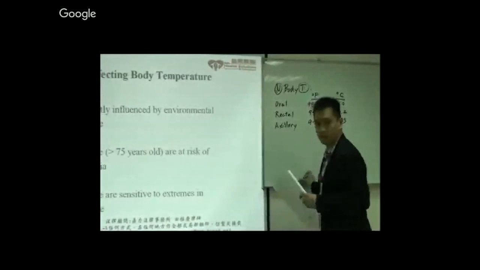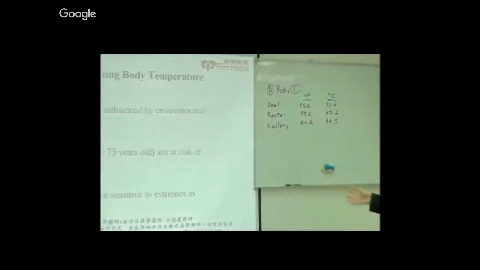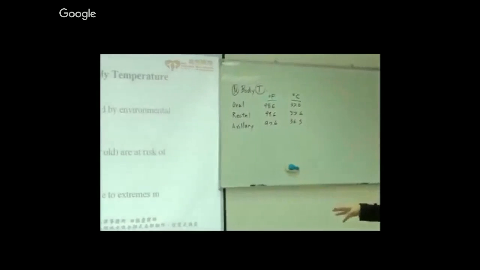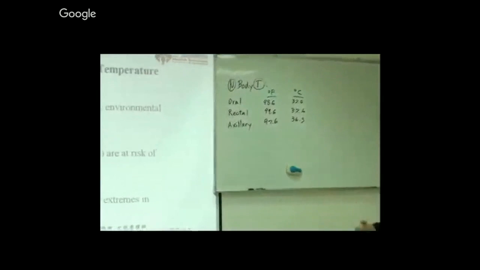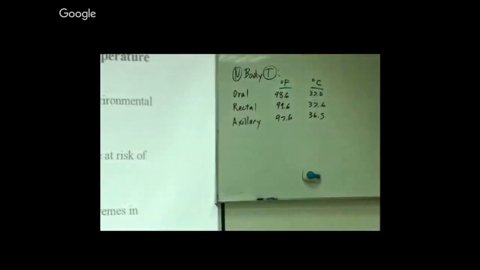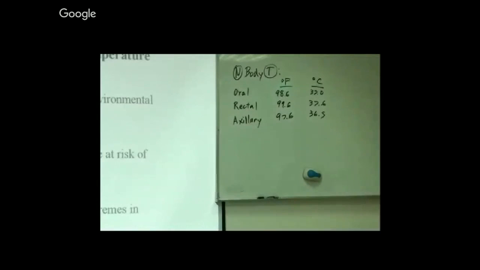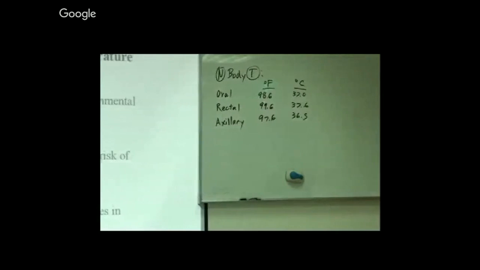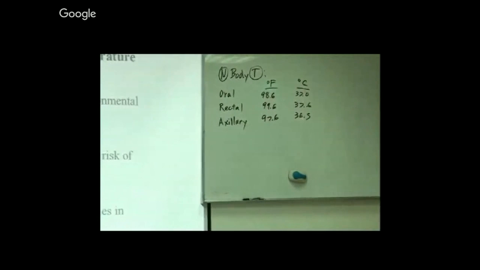This is just to give you an idea of the normal body temperature. If you get the temperature in different parts of the body, through the mouth, through your anus, and under your arm here, look at this. Which one is the highest? This one. Rectal, right? 98, 99, 97. Same.